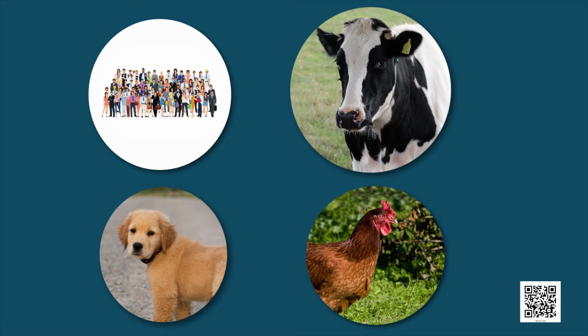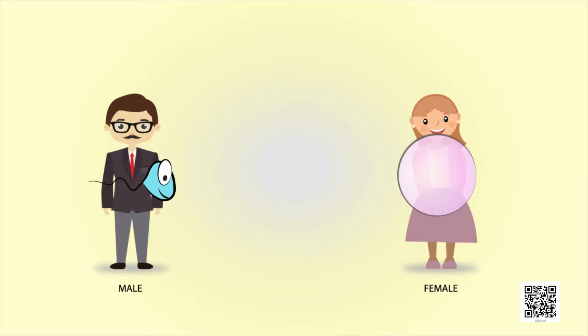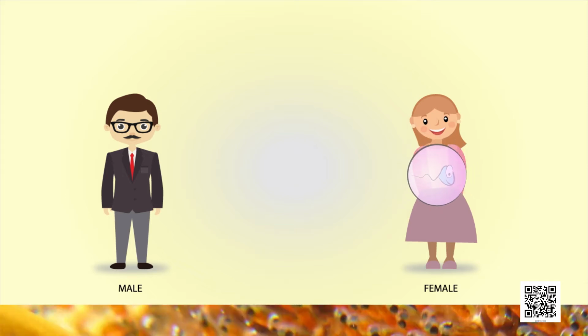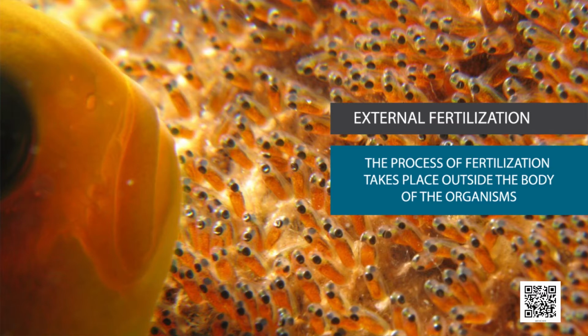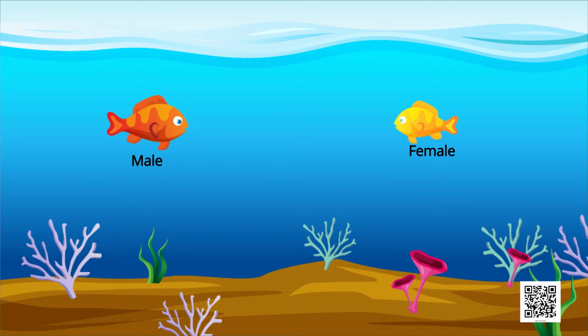The type of fertilization in which the fusion of a male and a female gamete takes place outside the body of the female is called external fertilization. It is very common in aquatic animals such as fish, starfish, etc. Now let us see how this external fertilization takes place.